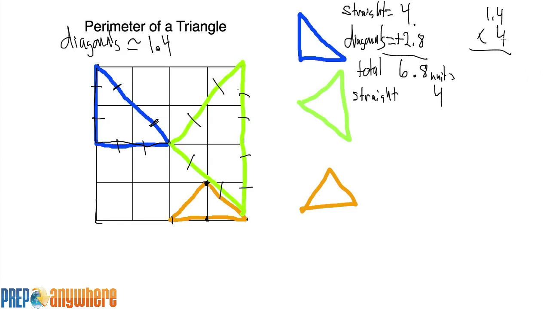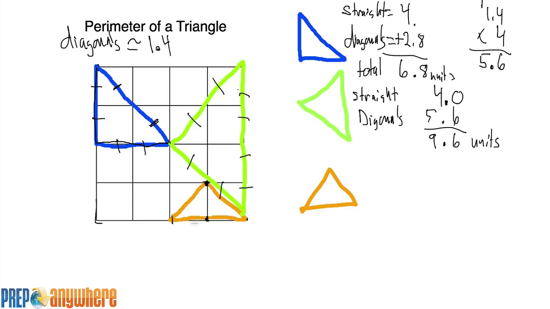1.4 times 4. All right, 4 times 4 is 16. Carry the 1 over. 4 times 1 is 4, plus 1 is 5. And I have one decimal place, so I have one decimal place here. So my diagonals is going to equal 5.6. Remember, I have to line up my decimals. So I'm going to have nothing plus 6 is 6, because 0 means nothing. My decimal is here. And 4 plus 5 is 9. So the perimeter of this yellowish green one is 9.6 units.